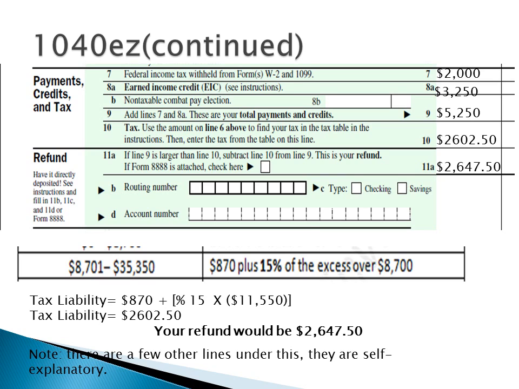So $2,602.50 minus $5,250 shows you a refund of $2,647. The numbers are there, very self-explanatory, very easy to figure out.